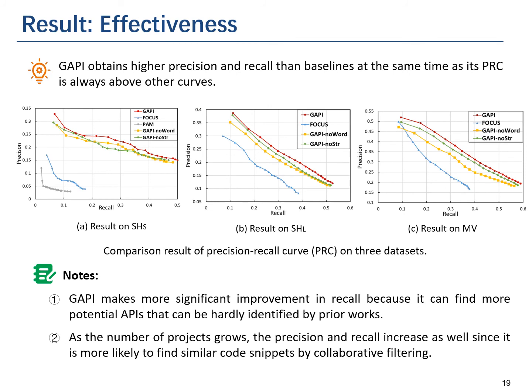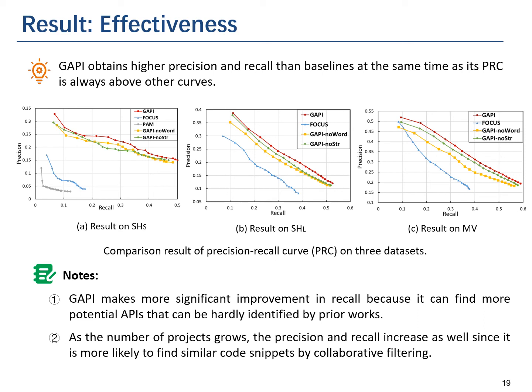As for the effectiveness, here we show the comparison results of precision-recall curves on 3 datasets. A curve closer to the upper right corner indicates better accuracy, and the area under the PRC equals the value of MAP. We can find that GAPI obtains higher precision and recall at the same time, as its PRC is always above other curves.